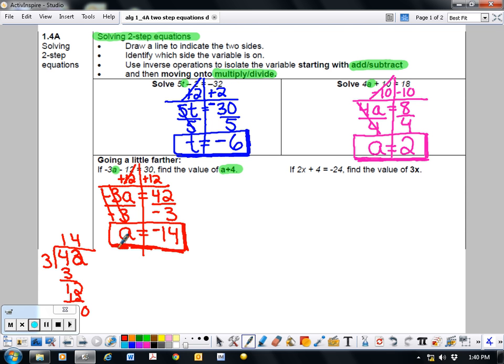But I'm not quite done. I've got to plug it back in. And you'll find you use this substitution idea a lot in geometry. So I'm going to take that negative 14, I'm going to plug it in here. So now instead of a, I'm going to plug in negative 14 plus 4. Now there are different signs, so I'm subtracting. 14 minus 4 gives me 10. My bigger number was negative, so my answer is negative.